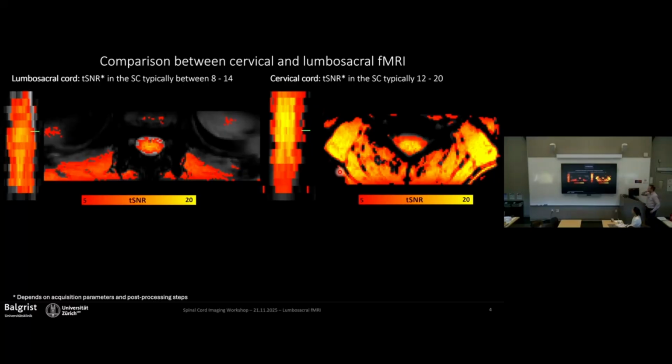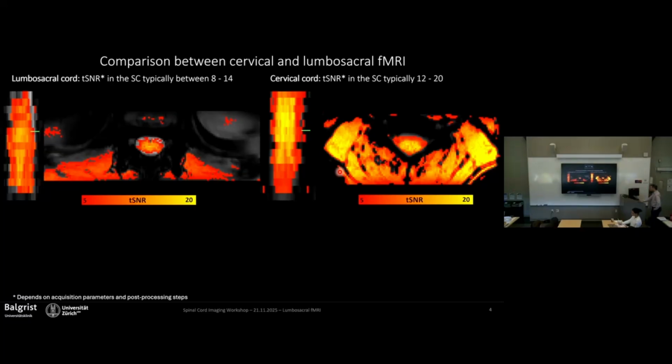And here I brought you an example of a typical TSNR map from the same subject. Left, the lumbosacral cord, right, the cervical cord. Of course, the TSNR depends on the acquisition parameters and post-processing steps. This is the TSNR computed on the raw images. And the resolution was 1 by 1 by 5 millimeters.